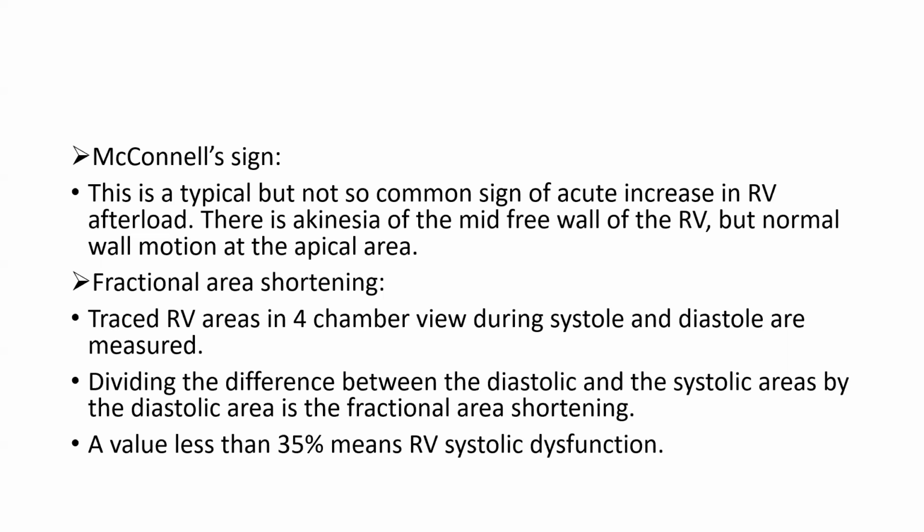Fractional area change: trace the RV area in 4-chamber view during systole and diastole. Dividing the difference between diastolic and systolic area by the diastolic area gives the fractional area change. A value less than 35% means RV systolic dysfunction.